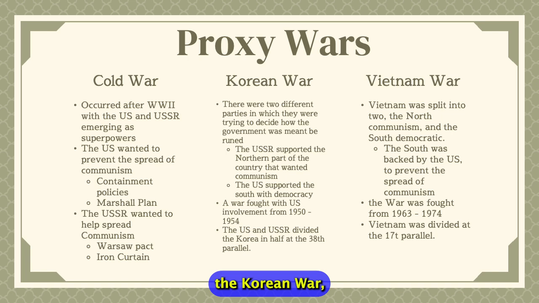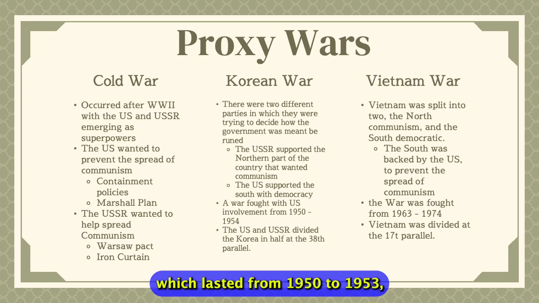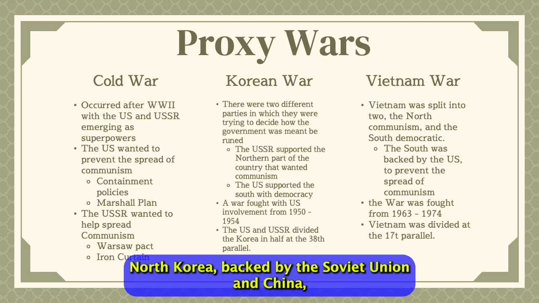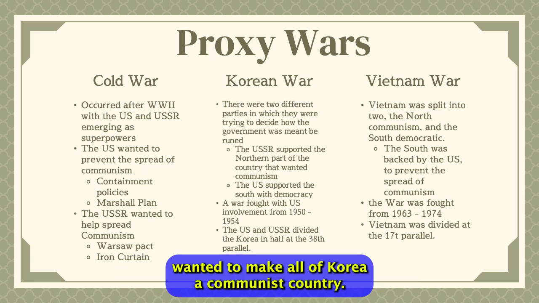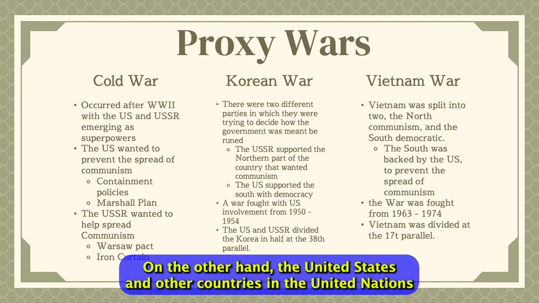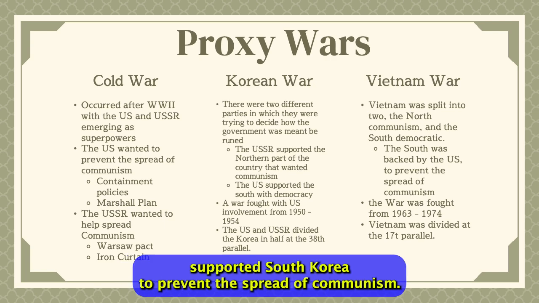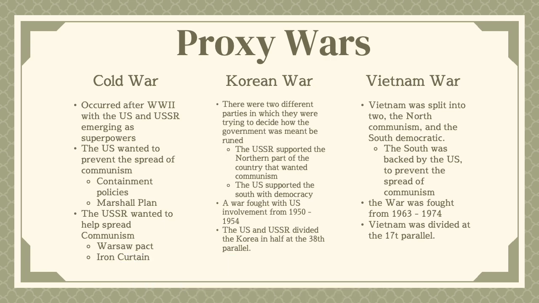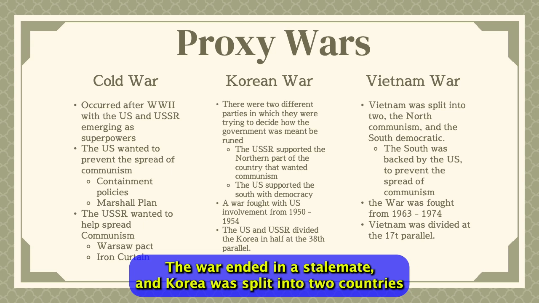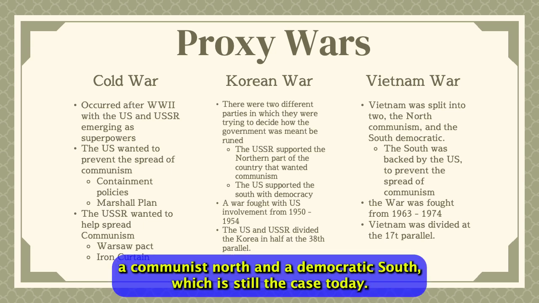The Korean War, which lasted from 1950 to 1953, was a clear example of a proxy war. North Korea, backed by the Soviet Union and China, wanted to make all of Korea a communist country. On the other hand, the United States and other countries in the United Nations supported South Korea to prevent the spread of communism. The war ended in a stalemate, and Korea was split into two countries, a communist North and a democratic South, which is still the case today.